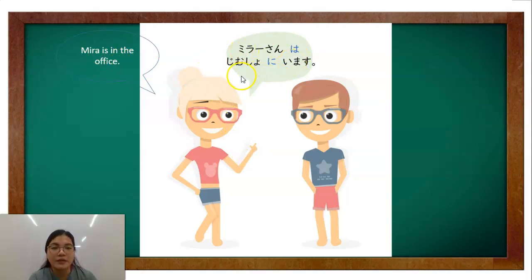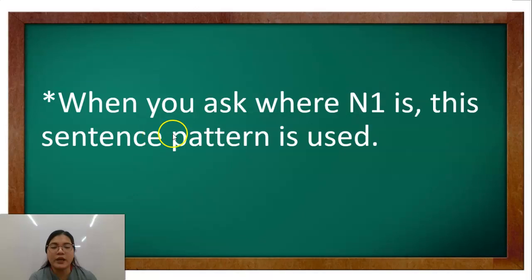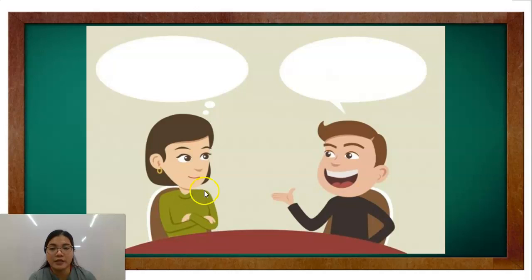Mira-san wa jimusho ni imasu. Okay? So when you ask where N1 is, this sentence pattern is used. So kung tinatanong mo naman kung nasaan si noun 1 natin, ito yung sentence pattern na gagamitin natin.